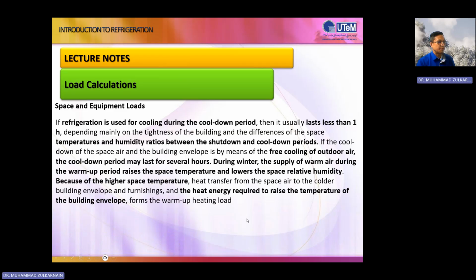If refrigeration is used for cooling during the cool down period, this usually lasts less than 1 hour, depending mainly on the tightness of the building and the difference of the space temperature and humidity ratio between the shutdown and cool down period. So sometimes they give 1 hour before and after.